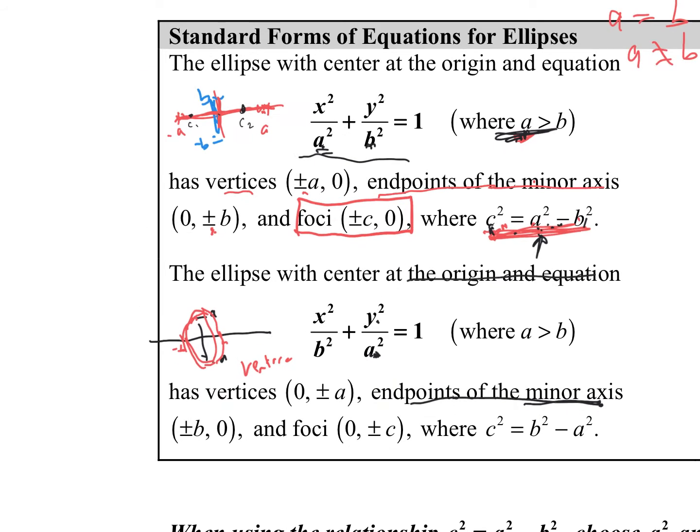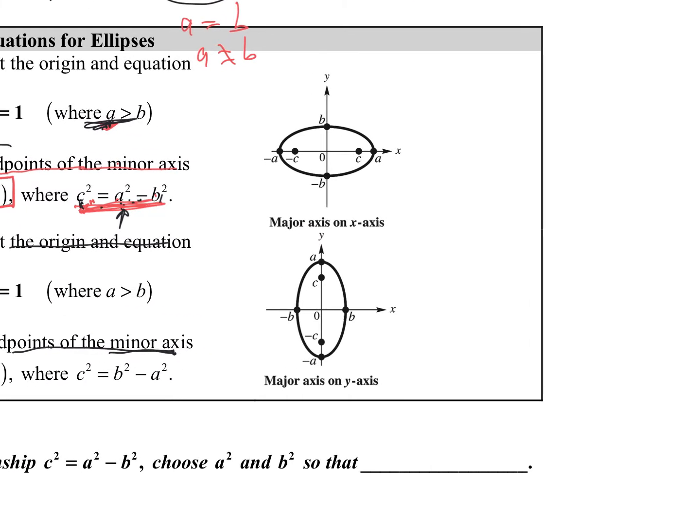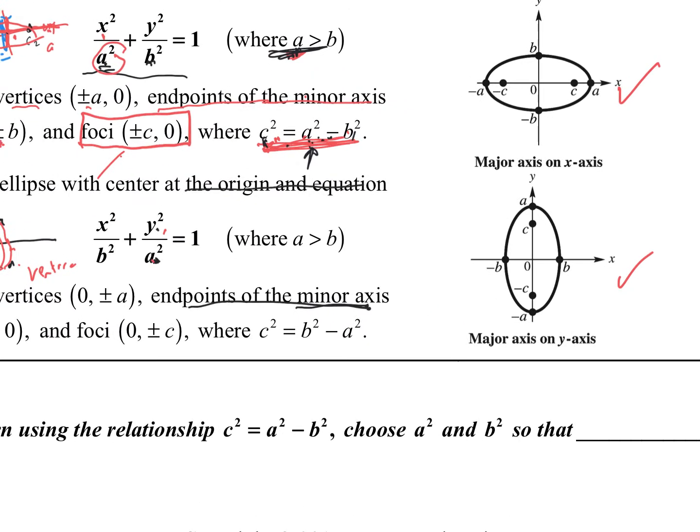Whereas this one was horizontal. So if we always call a the larger number, if your larger number squared is under the x's, it's a horizontal ellipse. If your larger number squared is under the y's, then we know it's a vertical ellipse. See the pictures? Horizontal and vertical. Okay. And the formula c squared equals a squared minus b squared. Does c squared now equal b squared minus a squared? Why? Because our a was on the minor axis.